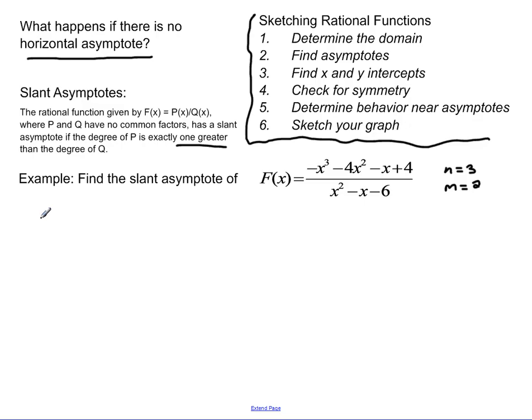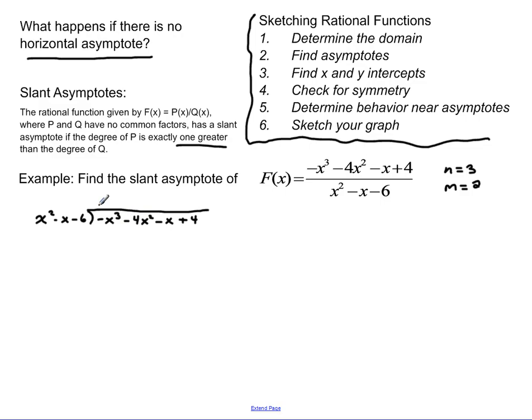Okay, long division. Let's remind ourselves how that goes. Our divisor, x squared minus x minus 6 in this case, will be divided into the numerator, negative x cubed minus 4x squared minus x plus 4. Now, we're not particularly worried about trying to find factors of the numerator and denominator and reducing. If we could, we probably should do that, but we're still going to have to carry out this division one way or the other. So let's go ahead and carry it out directly.